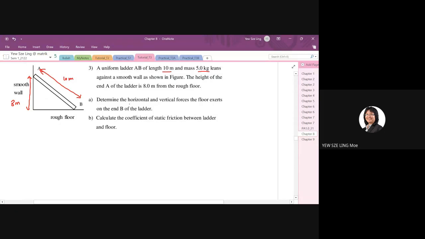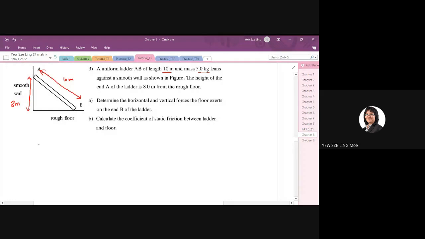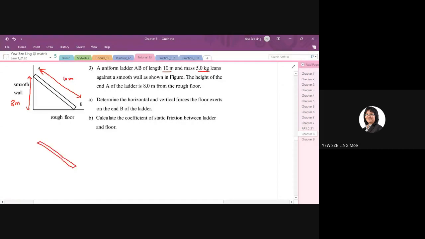First, determine the horizontal and vertical forces the floor exerted on the end B of the ladder. So how are we going to sketch the free body diagram? Now, when it comes to chapter 8, the free body diagram is not really very free. You can draw the shape of the object, unlike chapter 4 where we use a single point to represent the object. In chapter 8, you can still draw this rod-like object because it involves rotation. You cannot just use a single point to represent it.